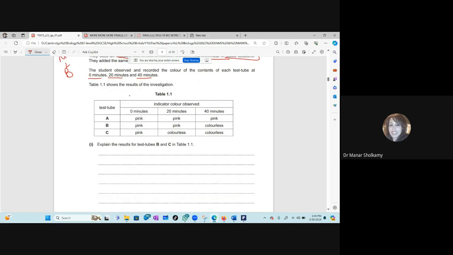So test tubes A, B, and C at 0 minutes, at 20 minutes, and at 40 minutes. Pink, this is when it is alkaline, and colorless, this is when it becomes acidic. Now explain the results for test tubes B and C in table 1.1. There is always a question like this in the paper 4 exam. In the mock exam, they gave you the antibiotic sensitivity test, if you remember, and they also told you to compare. So there is always an investigation question where you will have to explain your results. Explain means describe it, write reasons, give numbers from the table, etc.